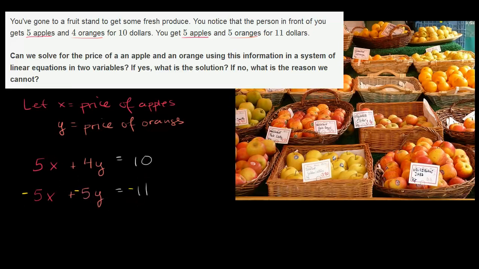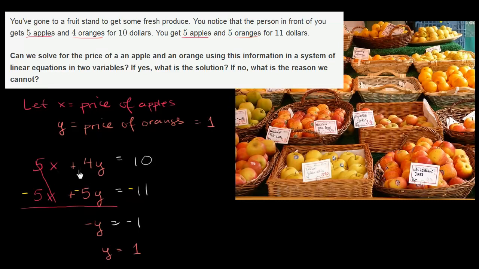So on the left-hand side, I have 5X minus 5X. Well, those cancel out. And then I have 4Y minus 5Y, which is negative Y. And that's going to be equal to 10 minus 11, which is -1. Then if we multiply both sides by -1, or divide both sides by -1, we get Y is equal to 1. So just like that, we were able to figure out the price of oranges. It's $1 per orange. Now let's figure out the price of apples.